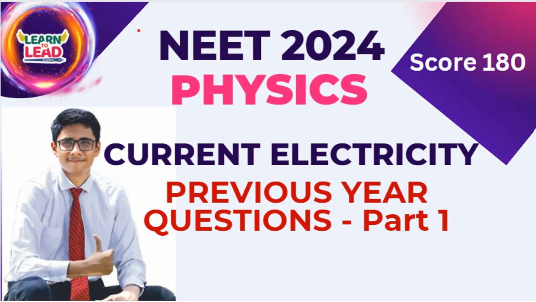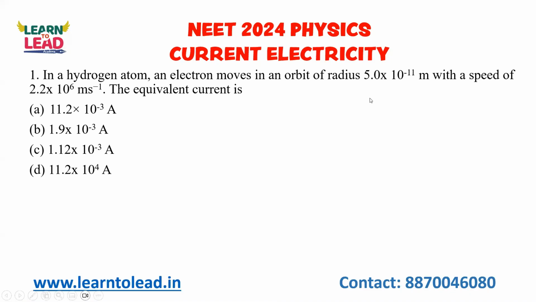We are here to help you score 180 out of 180 in the upcoming NEET 2024 examination under the physics part. In this video, we are going to discuss a few questions that were asked in previous years based on current electricity. From this chapter, you can expect a minimum of 2 to 3 questions in the NEET examination. The concept is very simple. Only if you understand a few formulas and how to apply them, answering the question is very easy. Now, let us discuss a few questions in this video.